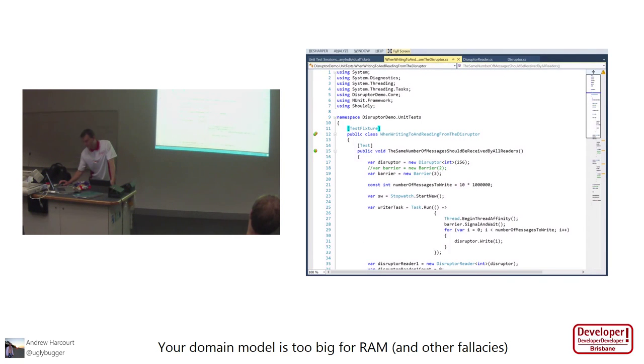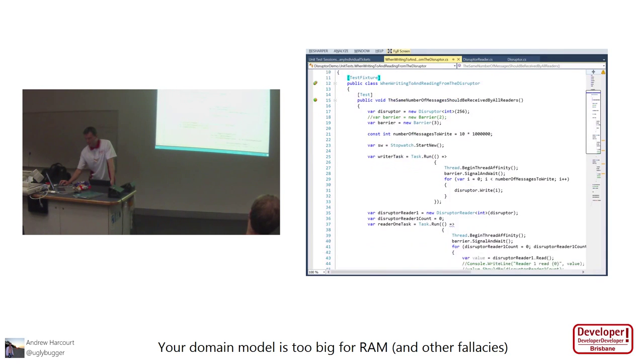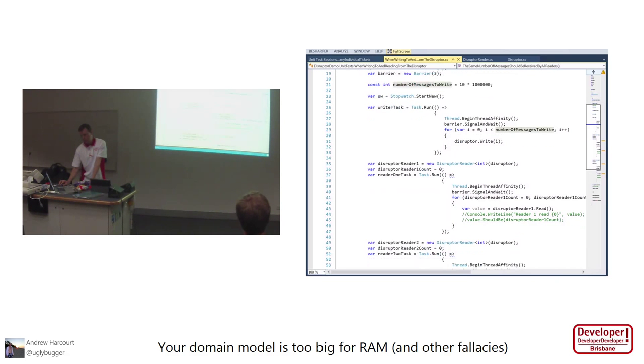Come on, here we go. So we've got our writer task, and its job is basically to spin through the number of messages to write, which in this case is 10 million. We have a reader task 1, which will just read a whole bunch of messages, and we have a reader task 2, which I won't show you, but it's identical, it's just copied and pasted.